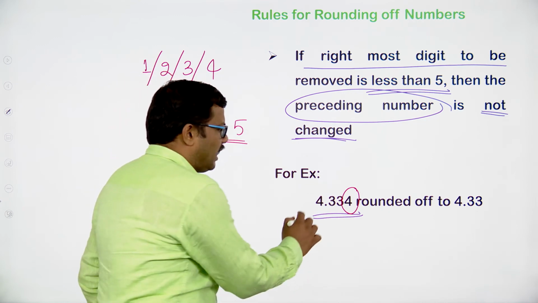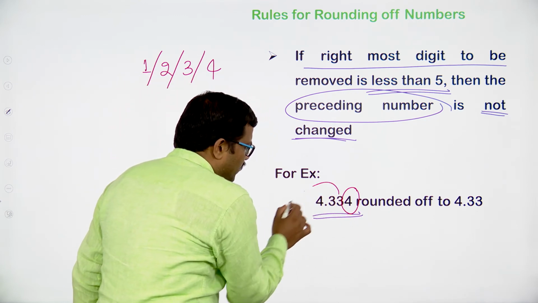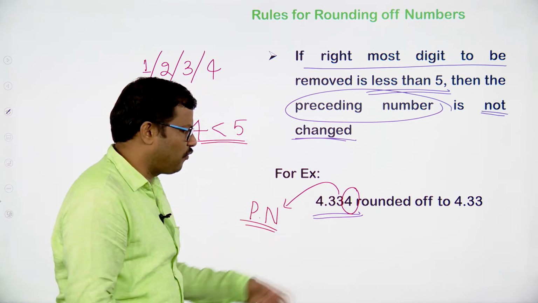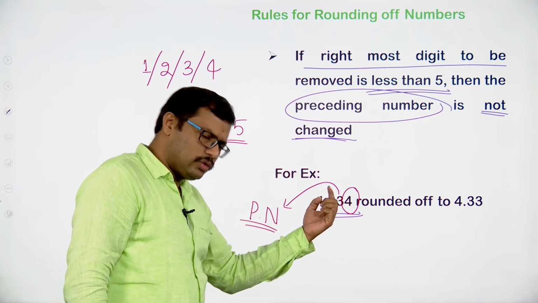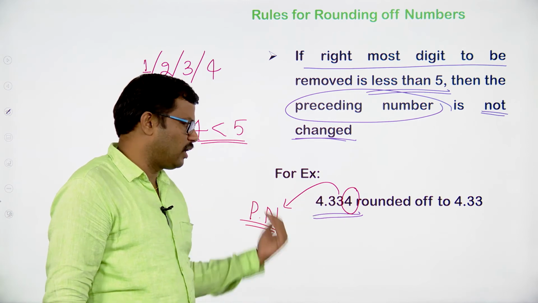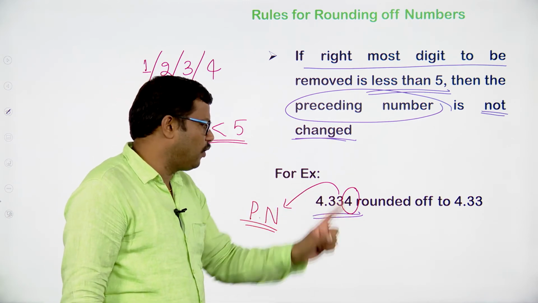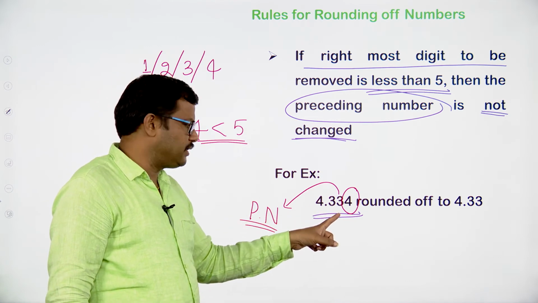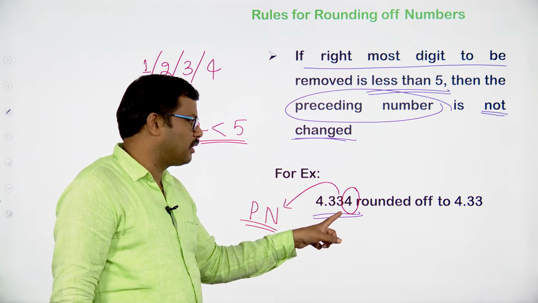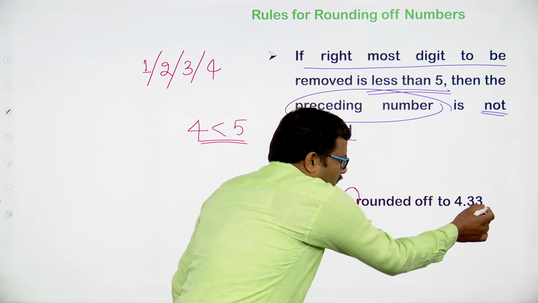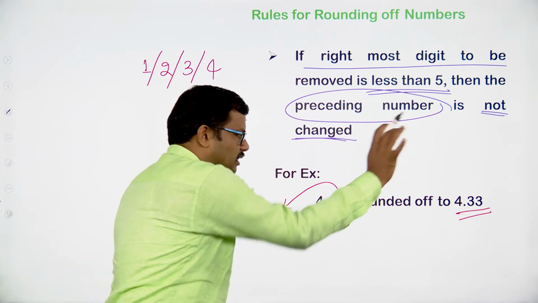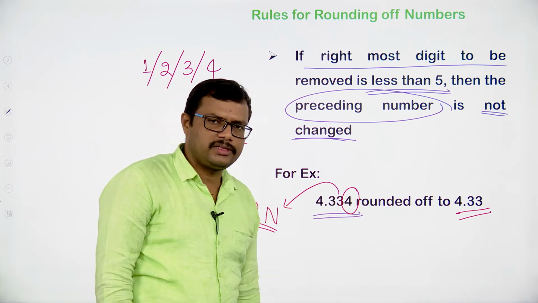So I am keeping it as it is. What is the preceding number here? 3 is the preceding number, before the 4. Okay, so I am removing 4 and 4 is less than 5. So I don't want to alter the number. So I am writing it as 4.33 only. I am not changing the last digit. I am reporting the 3 as it is. So it is 4.33 only.